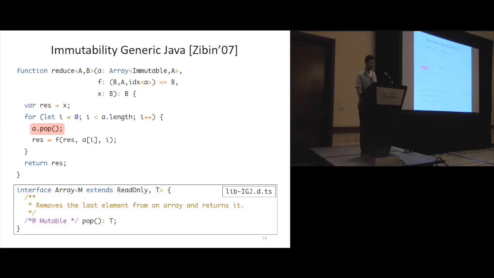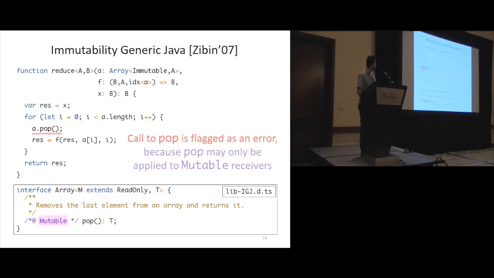So let's see how this can prevent the error from earlier. We also update our array spec so that pop can only be applied to mutable receivers now. And so at this point, at the call to pop, we're going to see an error flagged because the array A is immutable.